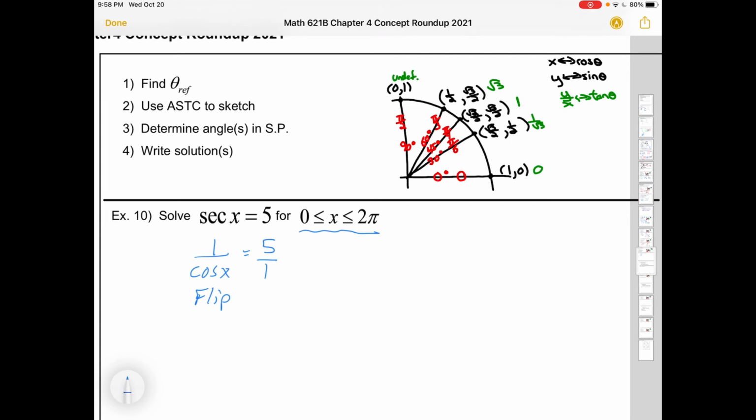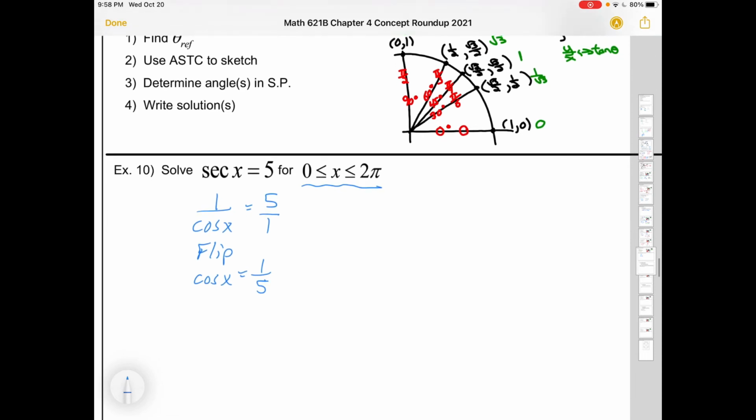Now, you can rearrange it differently if you want. You can multiply both sides by cos x, then divide by 5. You're going to get the same result. Cos x is 1 over 5. Okay? And at this point, we can go through our regular stuff. Now it looks like a regular equation.